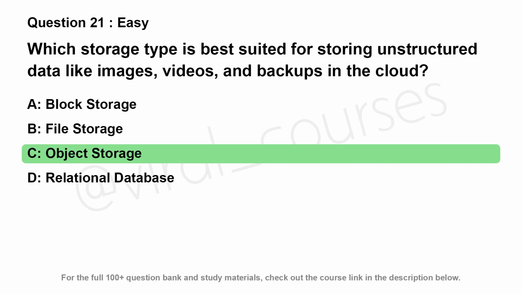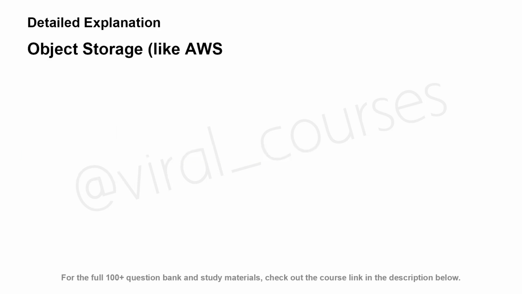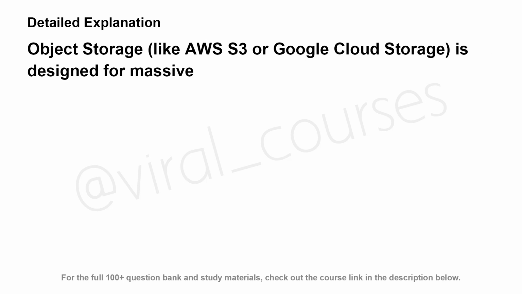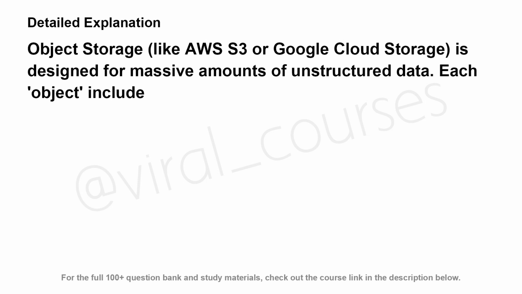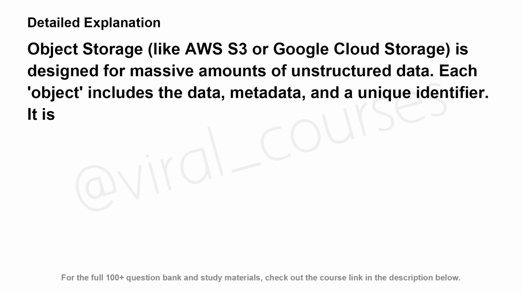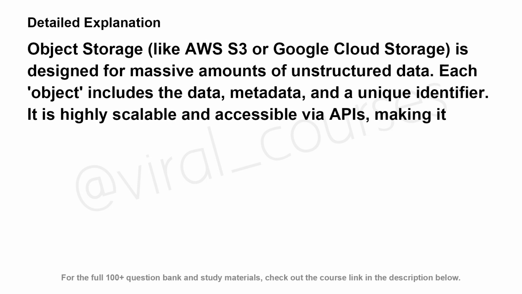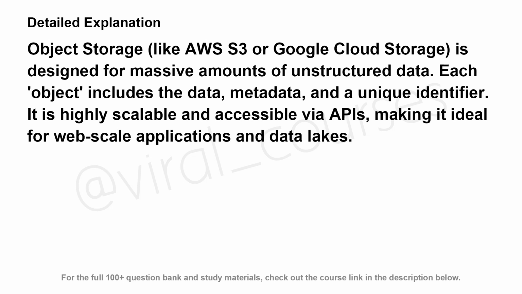The correct answer is C, object storage. Object storage, like AWS S3 or Google Cloud Storage, is designed for massive amounts of unstructured data. Each object includes the data, metadata, and a unique identifier. It is highly scalable and accessible via APIs, making it ideal for web-scale applications and data lakes.